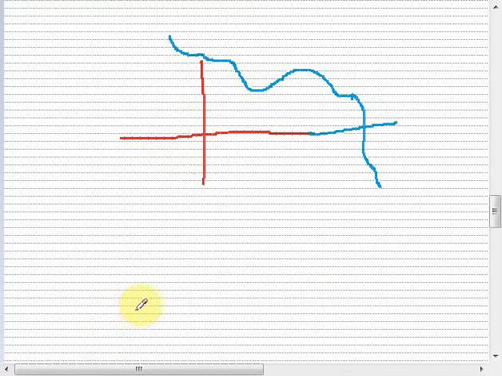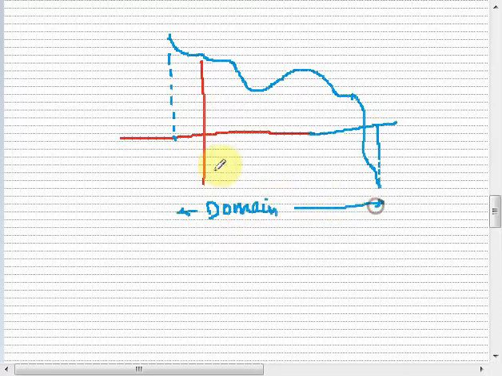Now, how to find the domain and range of an algebraic expression or any graph from its visualization. That is, the graph is given. How do we define its domain and range? The portion of the x-axis at which the graph is drawn is called the domain. Suppose this point is minus x1 and this point is x2. So the domain of this function is minus x1 comma x2.